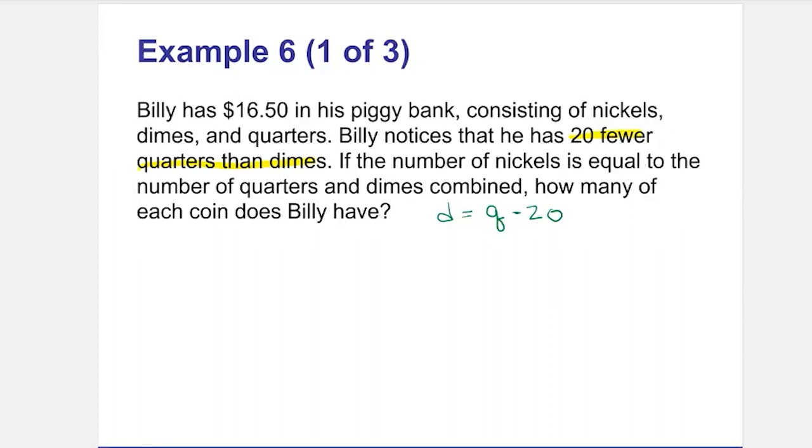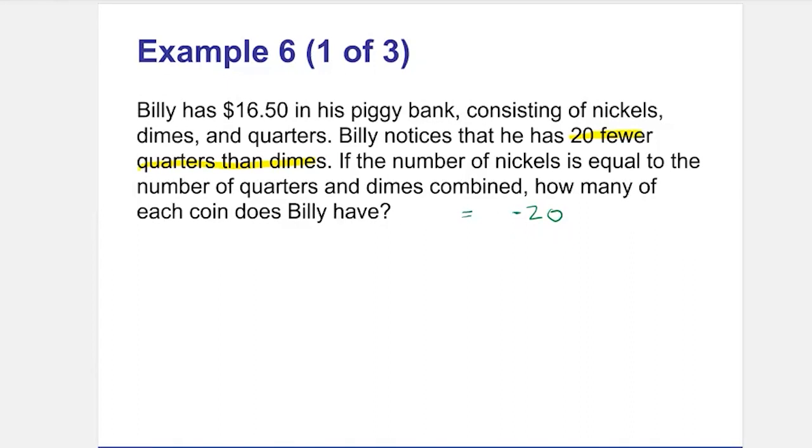Okay, right? So if I have 22 quarters, I have 2 dimes. Is that right? Let's see, 20 fewer quarters than dimes. I have this backwards. So this is a really good example of when you plug in numbers and you get things backwards, check things.